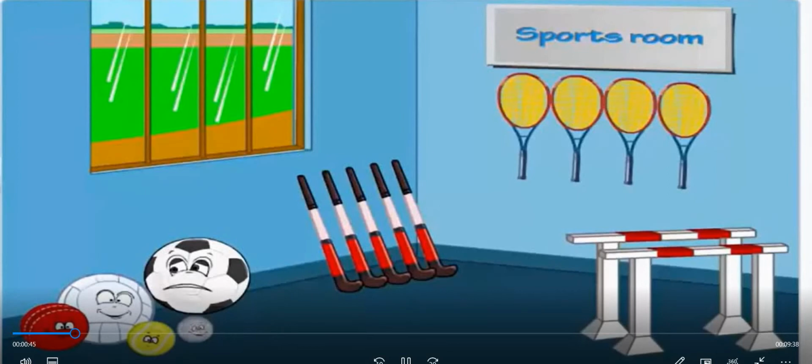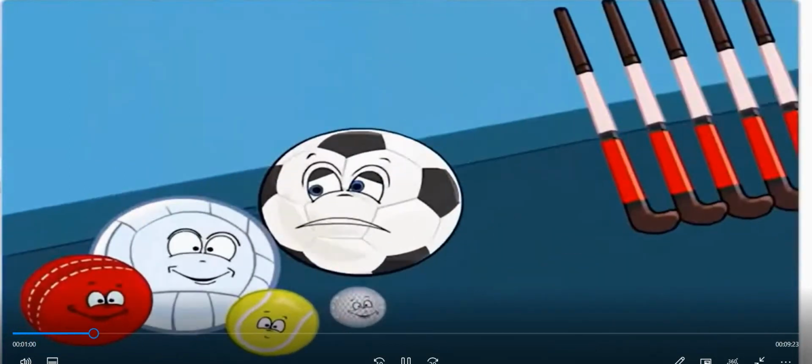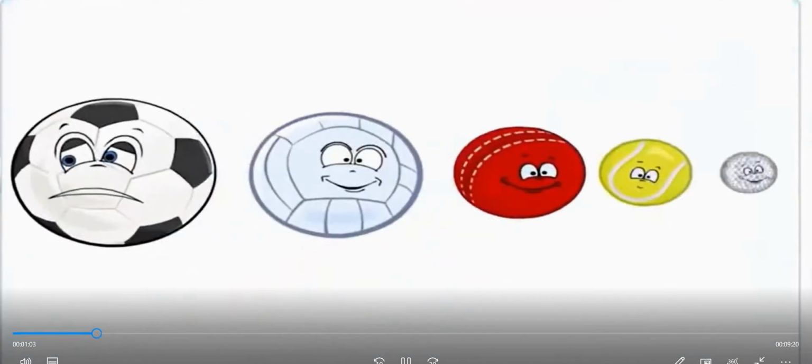You must be wondering why we're in a sports room during a geometry session. Well, there is geometry all around us. Let's try to find some here. Look at the different types of balls kept here. There's a football, a volleyball, a cricket ball, and a tennis ball. Ah, and here's a golf ball. That's quite a variety. All these balls are spherical in shape.